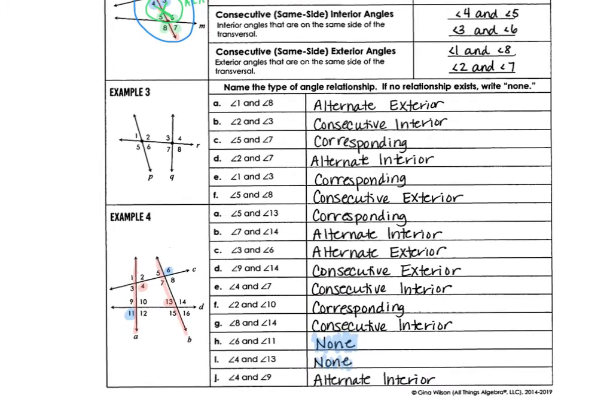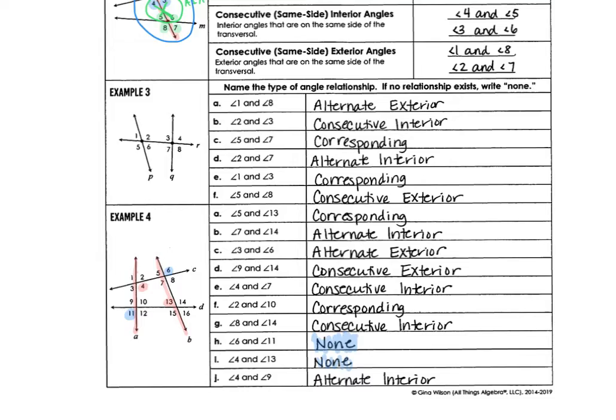If you are new to this or need a little practice, pause the video, look down at your paper, and try to answer. Then look up, see if you got it right. Just being able to identify the vocabulary, who is alternate interior, who is alternate exterior, consecutive interior, and so on and so forth.